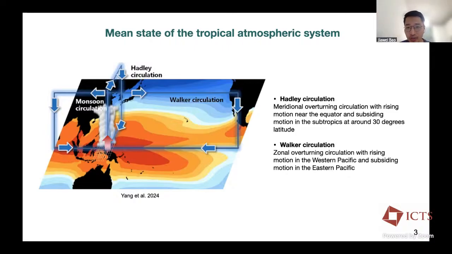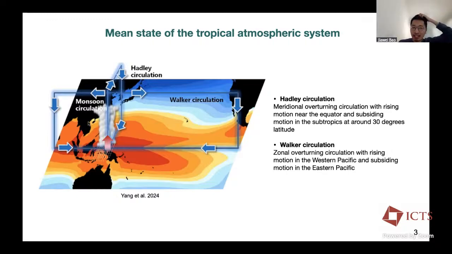On the other hand, there's also the zonal overturning circulation, which is the Walker circulation. In particular, we care about the Pacific Walker circulation, which has a rising motion in the Western Pacific and a subsiding motion in the Eastern Pacific. Also for the Walker circulation, what we talk about here is the mean state. It will also move slightly depending on the ocean SST pattern, sea surface temperature pattern.